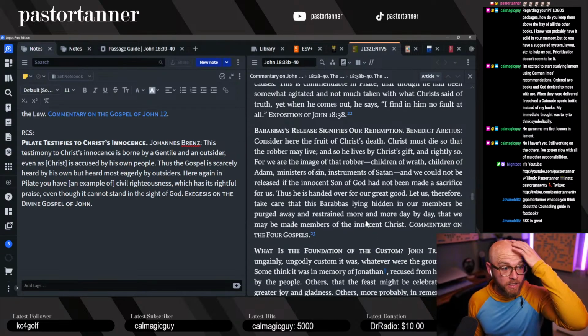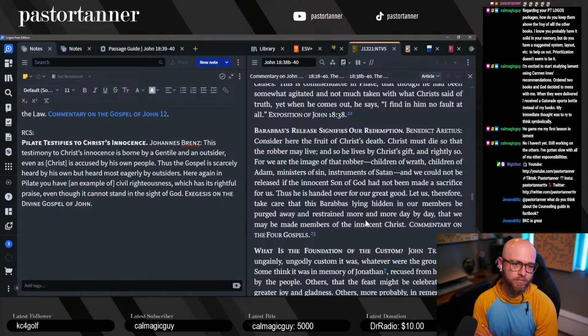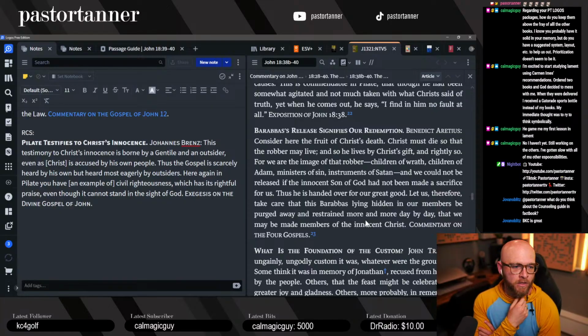Here we have Benedict Aridius. Consider here the fruit of Christ's death. Christ must die so that the robber may live. And so he lives by Christ's gift, and rightly so. For we are the image of that robber, children of wrath, children of Adam, ministers of sin, instruments of Satan, and we could not be released if the innocent Son of God had not been made a sacrifice for us. So he's basically saying we're Barabbas, right? Barabbas' release signifies our redemption.